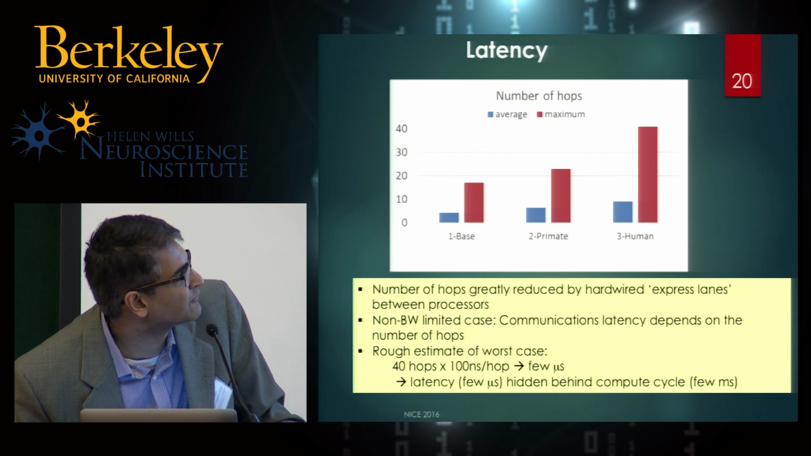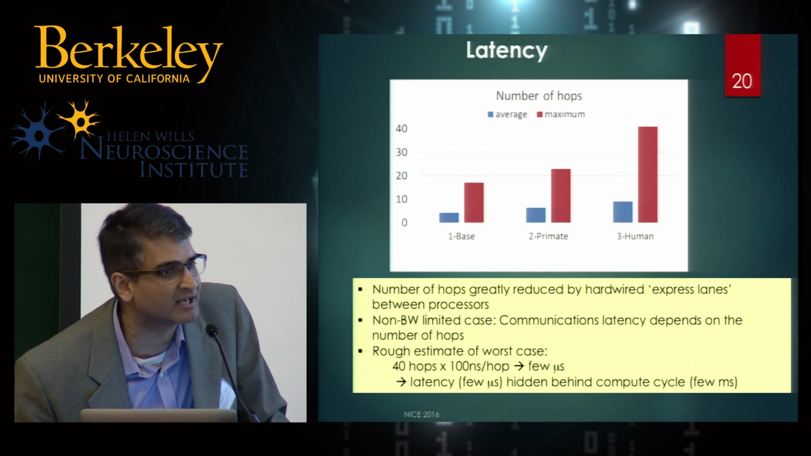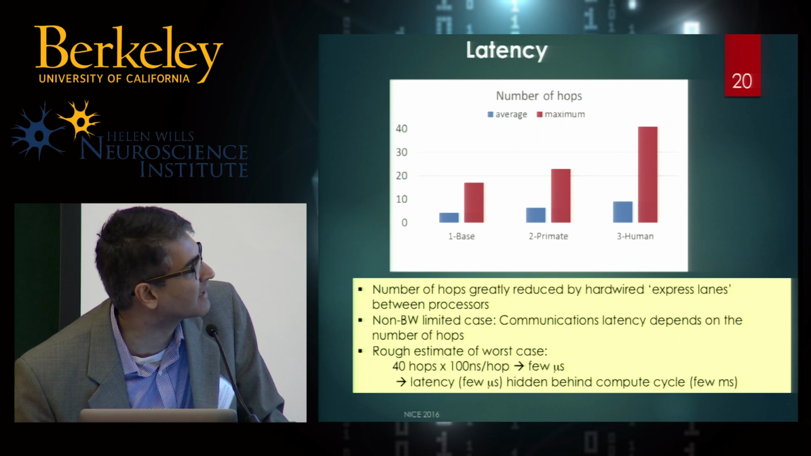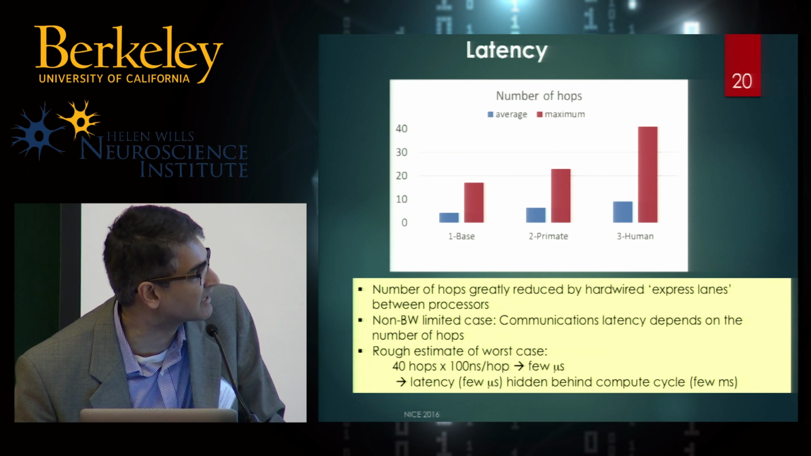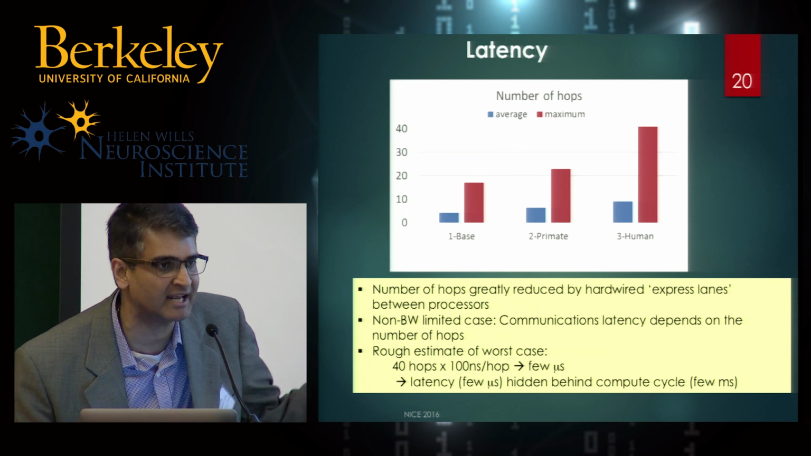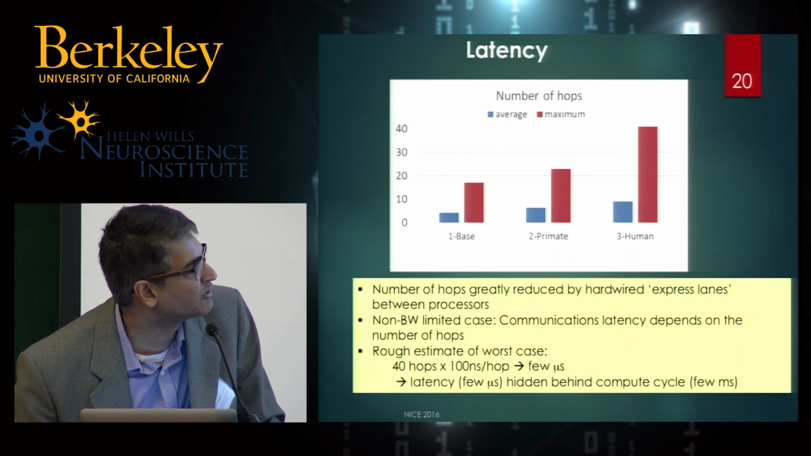Next, I looked at the latency for these three cases, and as I mentioned earlier, we put in these express lanes, and they greatly help to reduce the total number of hops between processors. Here are the three cases: the base case, the primate case, the human case. I'm assuming that we're now not in a bandwidth-limited case, because we are comfortably able to accommodate what we thought were the bandwidth requirements from before, and the communications latency really depends on the number of hops.